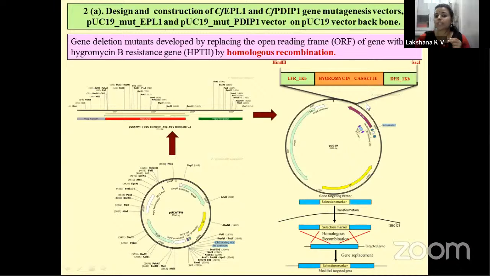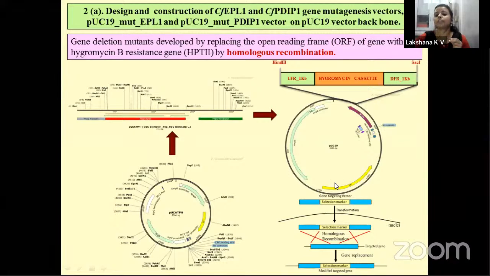For this, we constructed a novel mutagenesis vector that contains 1 kb of upstream flanking region, followed by the hygromycin cassette, and 1 kb of downstream flanking region, in between the HindIII sites and the segment of pUC19 vector backbone. The hygromycin cassette sequence was fetched from the pUC-ATPH vector.